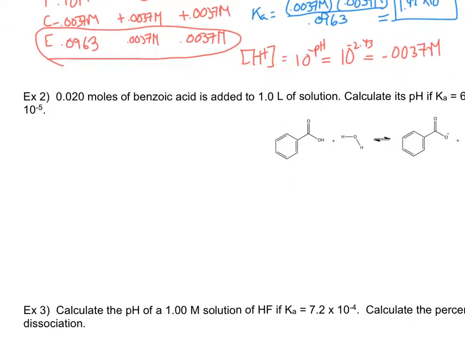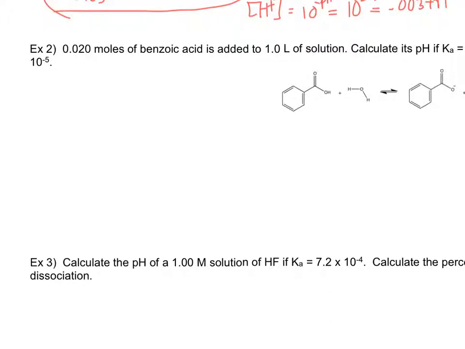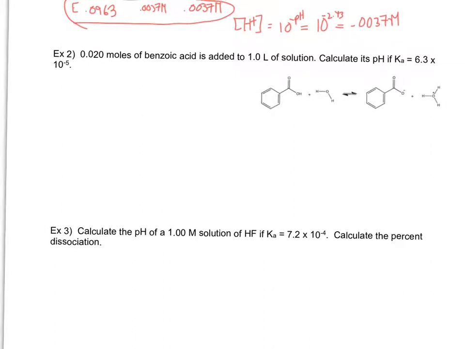Number 2 says I have 0.02 moles of benzoic acid. It's added to 1 liter of solution. And I want to calculate its pH, but I'm given the Ka this time. So it's kind of the opposite of the last one.